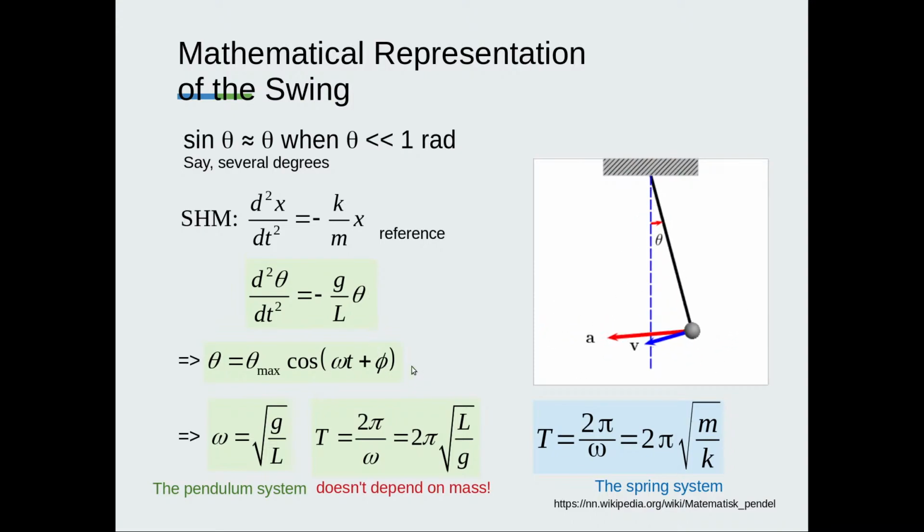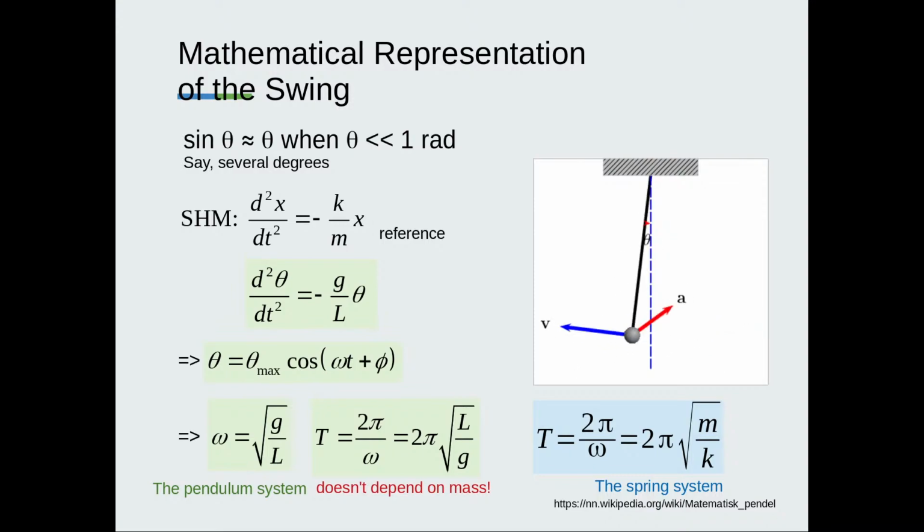We can just make the same ansatz. So we can take theta to be an amplitude, theta maximum, times cosine of omega t plus phi. Okay, so this is why we have the equation like this. And now the angular frequency omega is equal to the square root of g over L. So this is how we get the natural frequency of a pendulum.